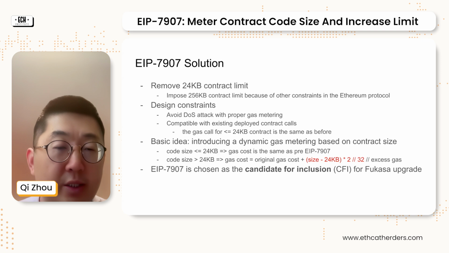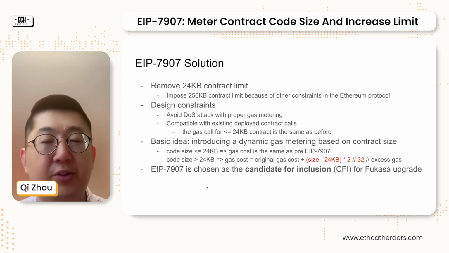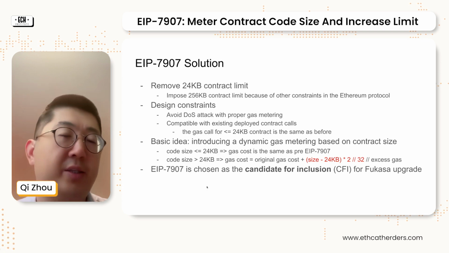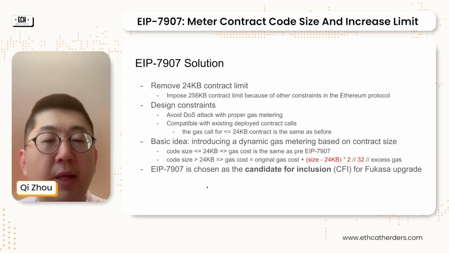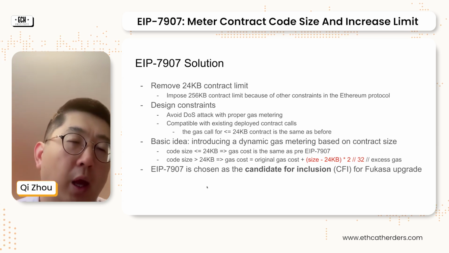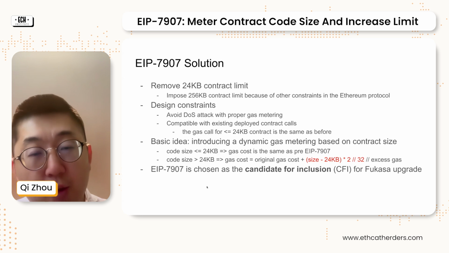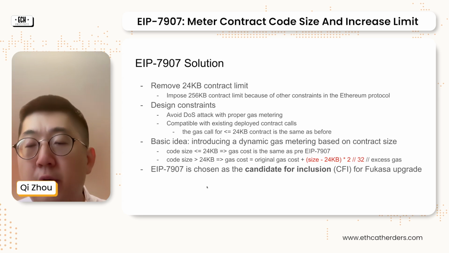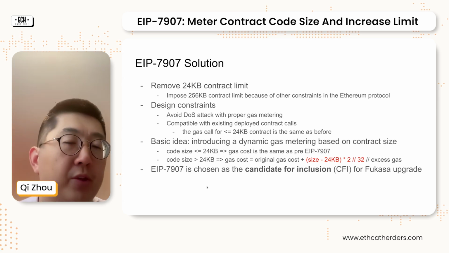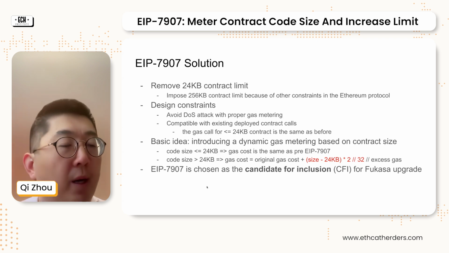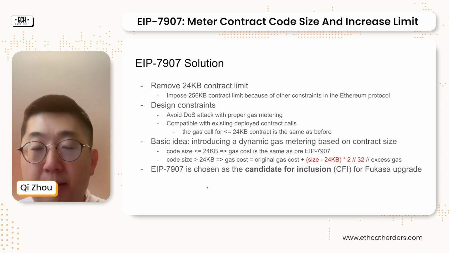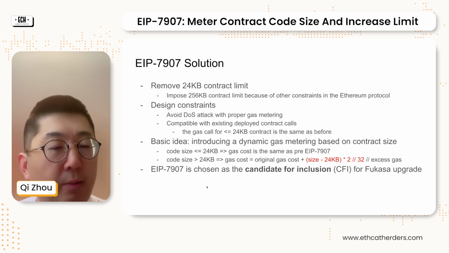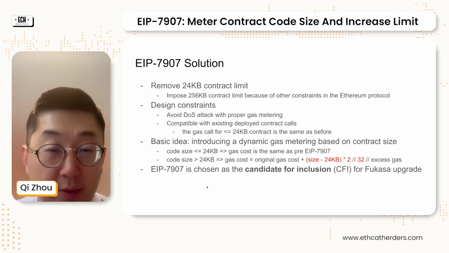And so since a lot of developers say they really like this EIP and would like to have it solve this problem immediately, EIP-7907 is now chosen as the candidate for inclusion in the next upgrade. There is a lot of work still ongoing, but we would love to see it eventually included in this upgrade to solve this long-term pain point in the Ethereum development ecosystem.